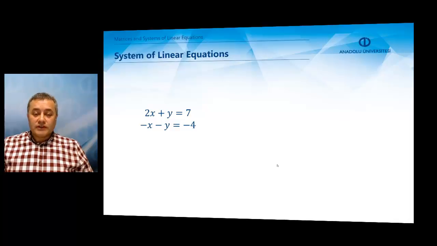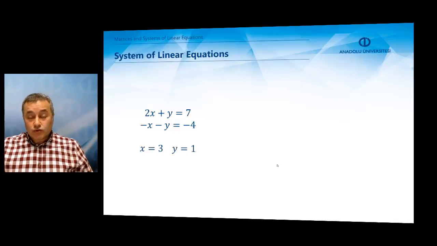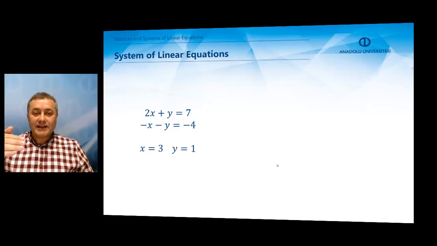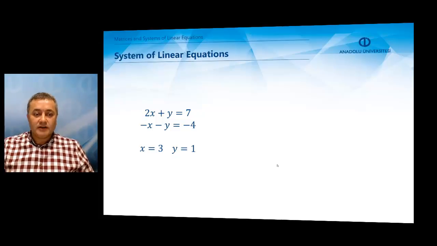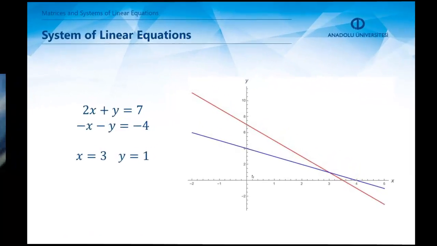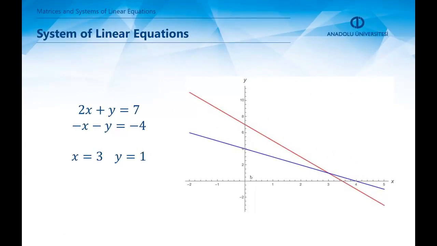So we'd like to solve this. What we do is we multiply the second equation by a -1 and add two equations. When we add two equations, we get rid of y. We have x equals 3, and if we insert this x equals 3 in the first equation, y becomes 1. So the price of a toast is 3 liras and the price of a tea is 1 lira.